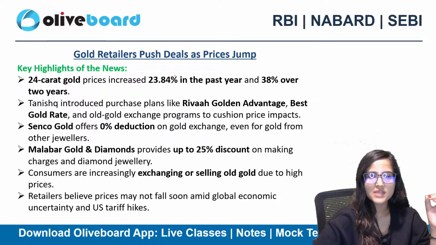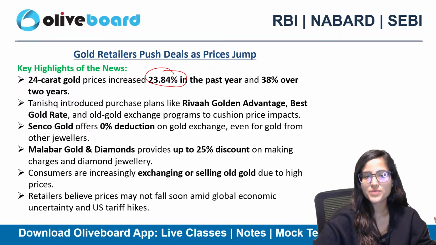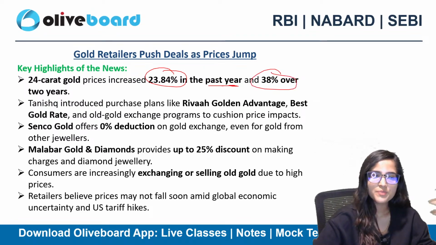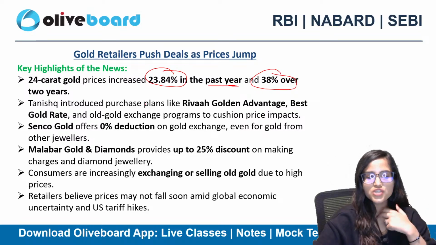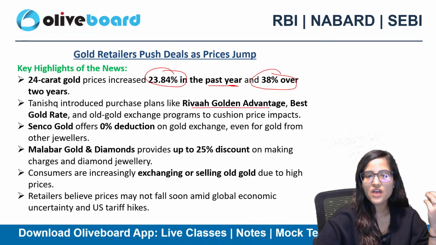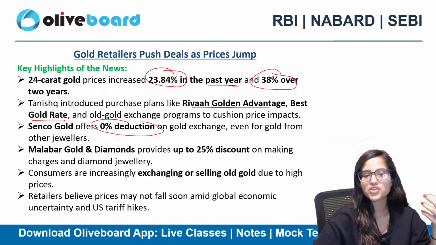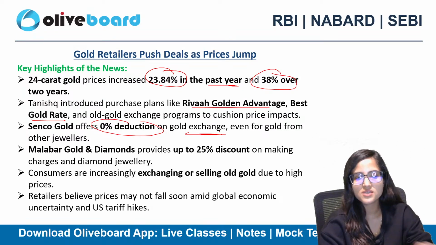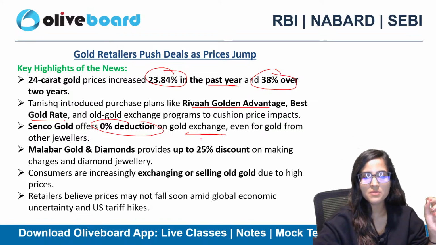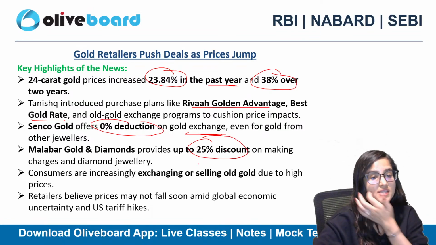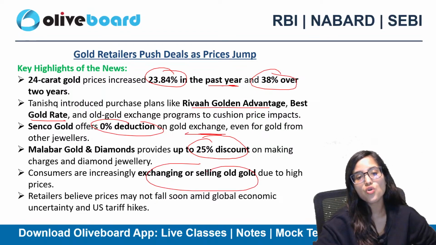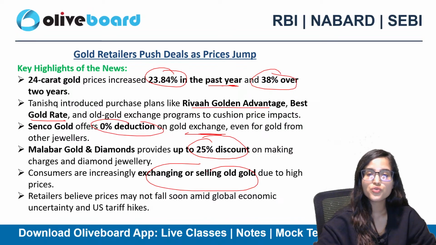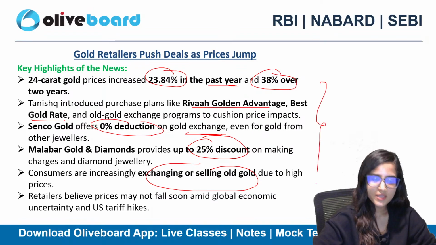24 karat gold prices increased 23.84% in the past year, 38% over 2 years. Then Tanishq also introduced purchase plans like Riva Golden Advantage, Best Gold Rate. Senco Gold offers 0% deduction on gold exchange. So if you go and exchange your gold, then there is 0% deduction. Malabar Gold and Diamonds provides up to 25% discount. Consumers are increasingly exchanging or selling old gold due to high prices. That is why they are trying to retain them.